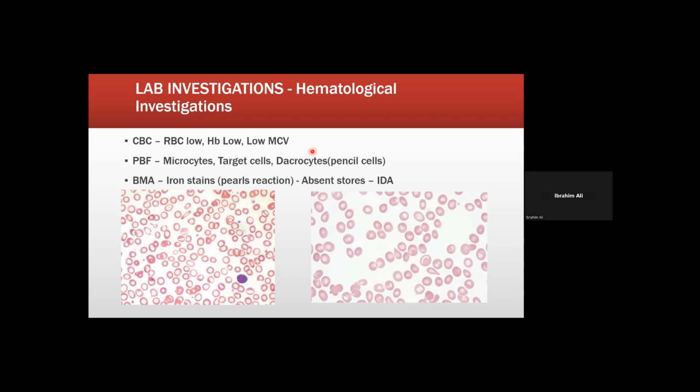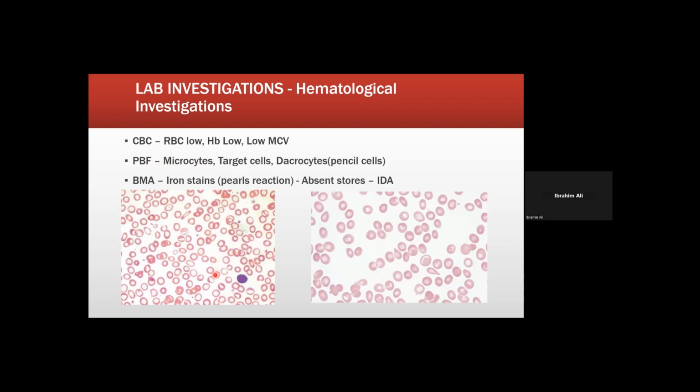So for microcytic anemia, the hematological investigation that you can do is a full hemogram. In the full hemogram, you will see the RBC low, Hb low, and the mean corpuscular volume low. On the peripheral blood film, that is on the slide, you'll see microcytes. Now let me show you how a microcyte looks.